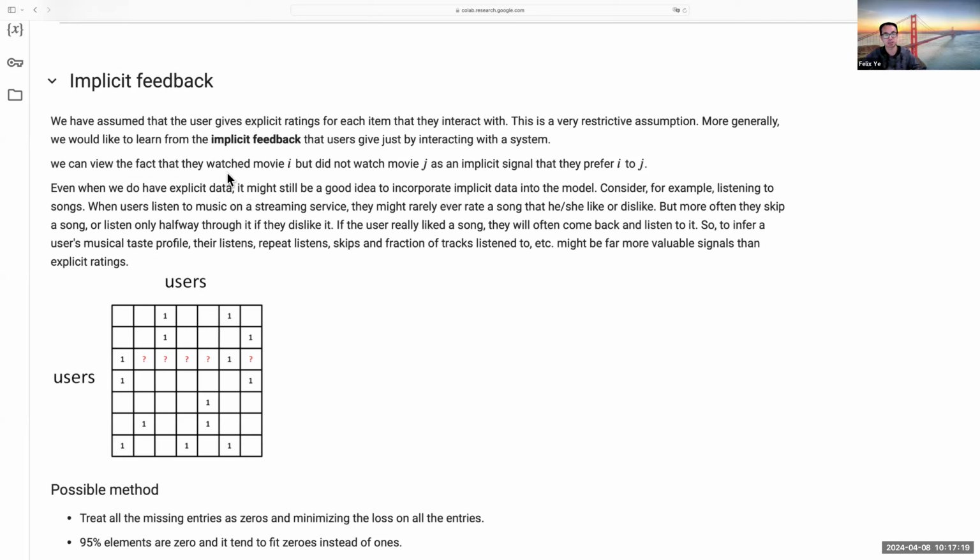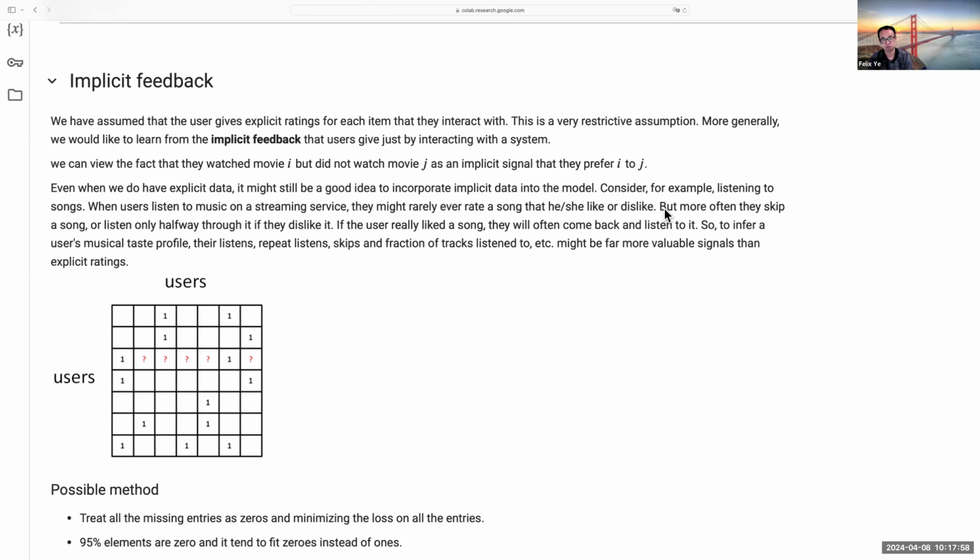You can view the fact that they watched movie I but didn't watch movie J as an implicit signal that they prefer I to J, because you gave a bunch of recommendations and they picked I over J. So this already gives you a preference. Even when we do have some explicit feedback, it's sometimes a good idea to incorporate this implicit data into the models. For example, in the homework project, you're going to work with data on listening to songs.